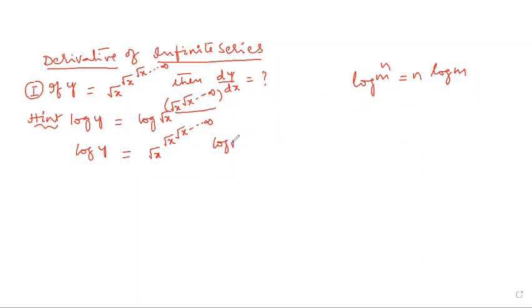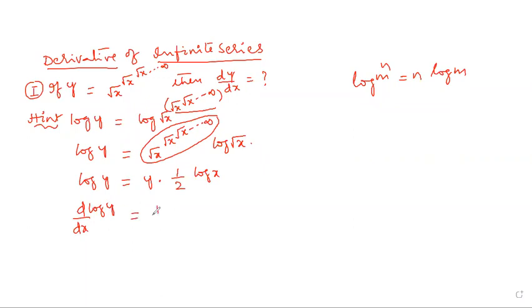Log of one term is remaining, root x. This is the same y only. What is the given y? See, same y only. Log y is equal to y into, root x is x power 1 by 2, it comes before: 1 by 2 log x. Now apply the derivative. So d by dx of log y is equal to 1 by 2 into d by dx of y into log x.